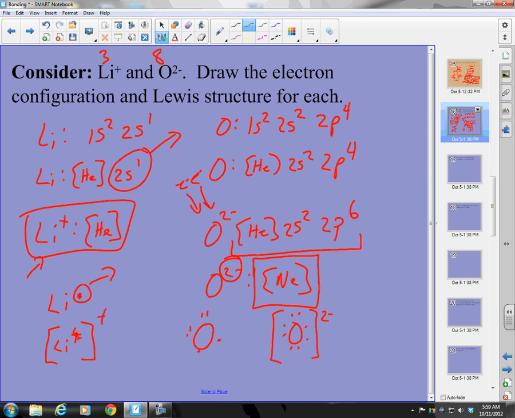How's that? So this is my Lewis structure for the oxide. And notice my nonmetal, when it becomes a stable ion, has how many valence electrons? It has 8 valence electrons as an ion, the nonmetal anion, right? And when my metal becomes my stable cation, it shows 0 valence electrons in its Lewis structure. Got it? Okay, moving forward.